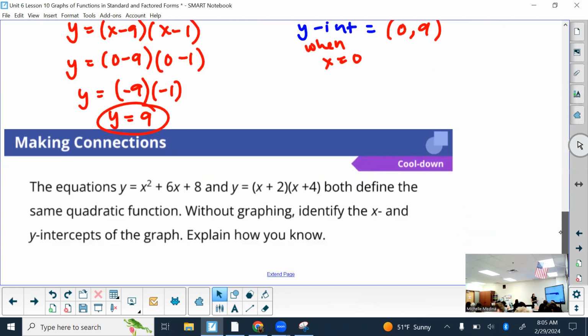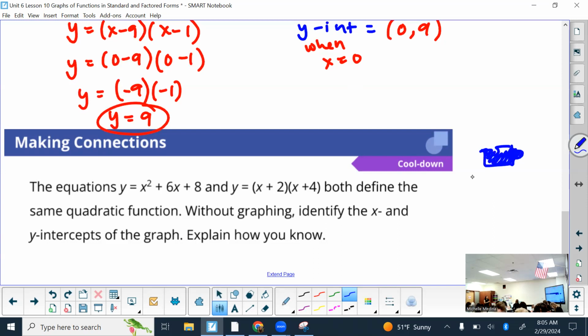In this very last one, this is almost like a check for understanding, your cool down. Here's 2 equivalent expressions. Without graphing, be able to identify the x and y intercepts. And then once you've done that, I'll put up the answer in a few minutes. But once you've done that, then you have some time to work on your practice for this lesson, 6.10. I'll put this answer up shortly.